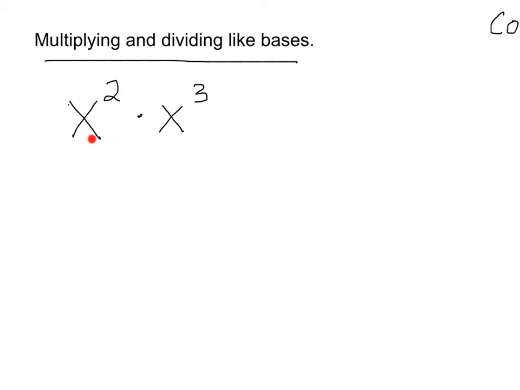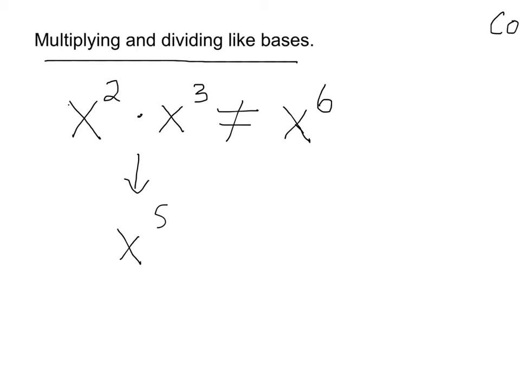We've got x squared times x to the third, right? Now the base of this expression is x, and the base of this expression is what? X. Now this does not equal x to the 6th power. Okay, now let me tell you the rule. When you have like bases and you're multiplying, you don't multiply the exponents. What do you do? Add the exponents. And so this is going to equal x to the 5th power.